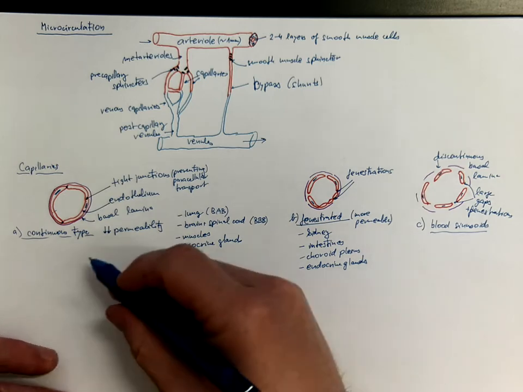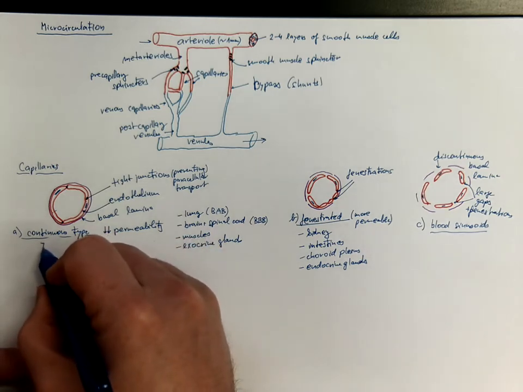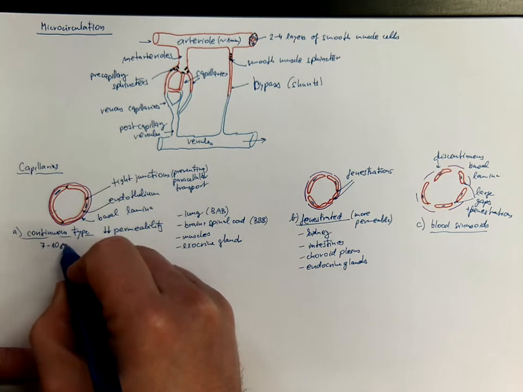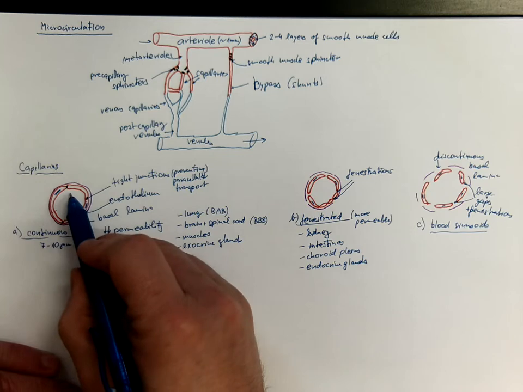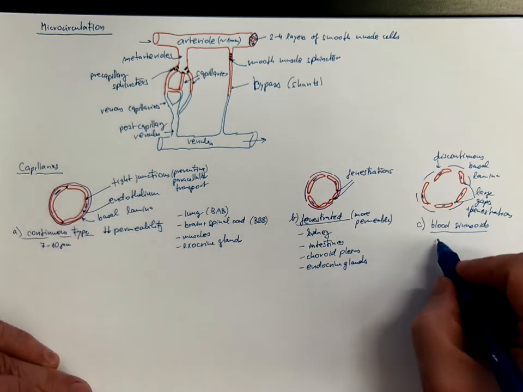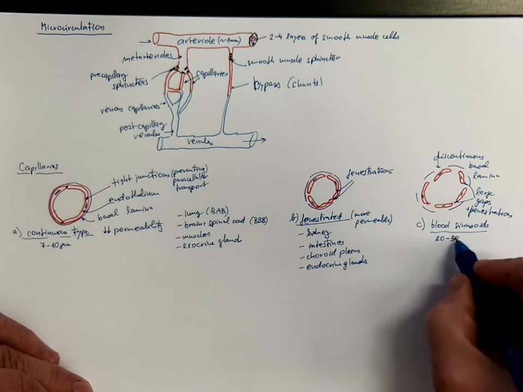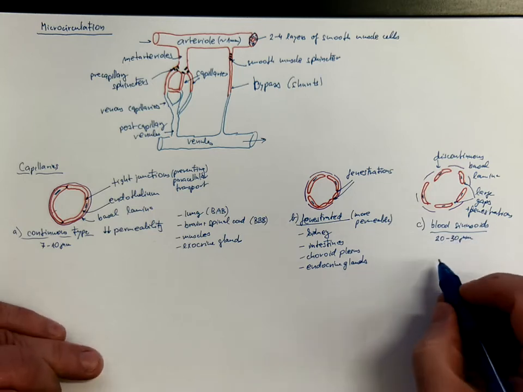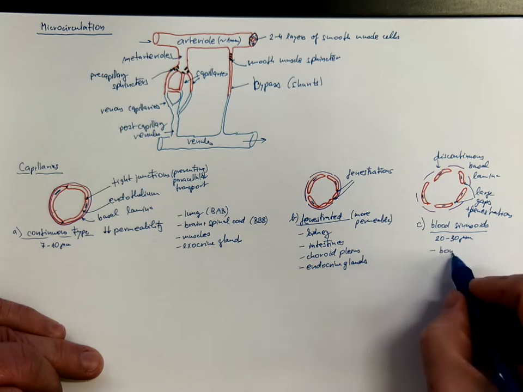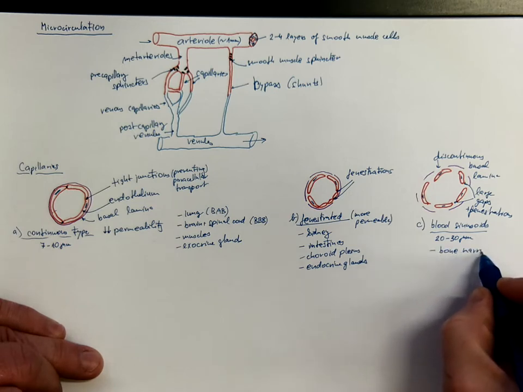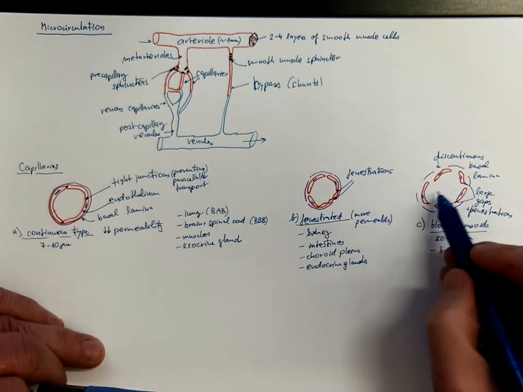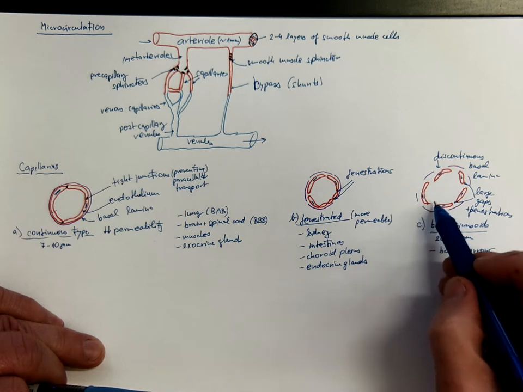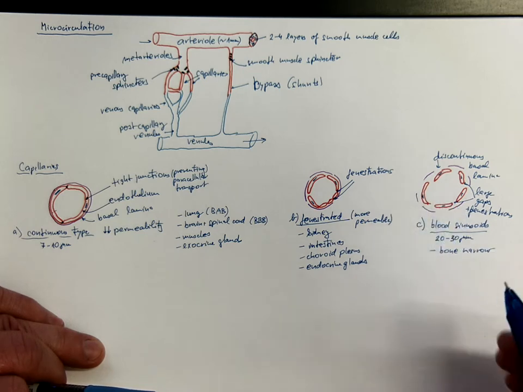While the typical diameter of the continuous type is like 7 to 10 micrometers, so some red blood cells might even be compressed to pass through, the diameter of blood sinusoids might be larger, like 20 to 30 micrometers. They occur in the bone marrow, in the hematopoietic bone marrow. These large gaps permit the newly formed blood elements to enter the bloodstream.